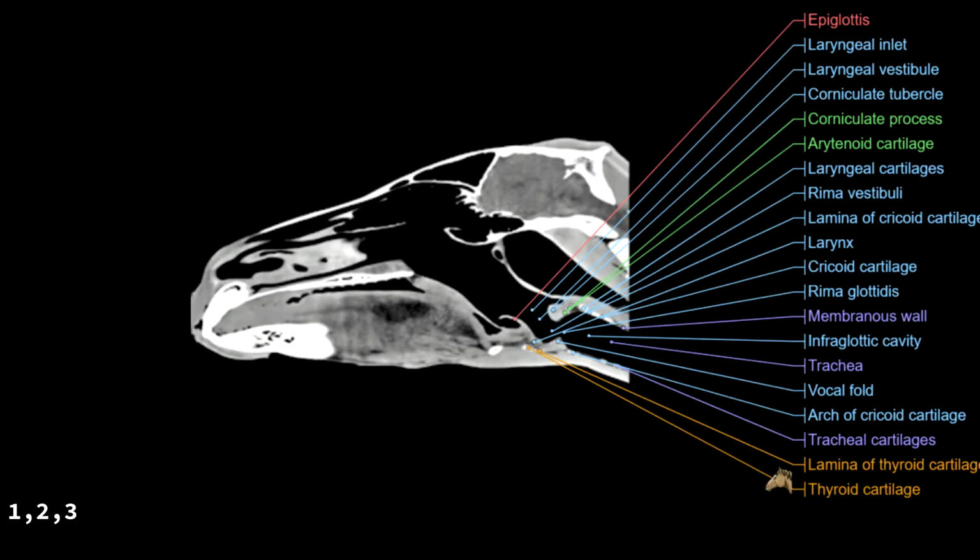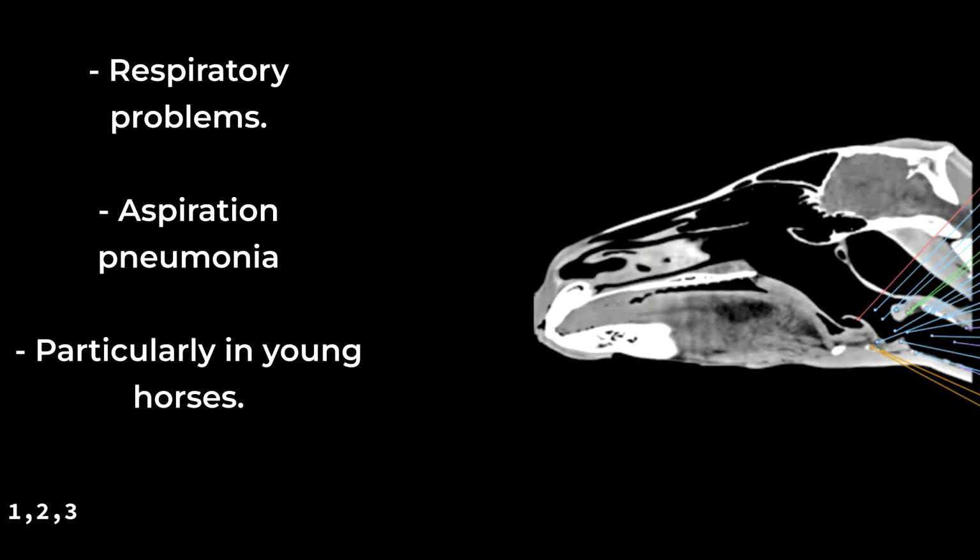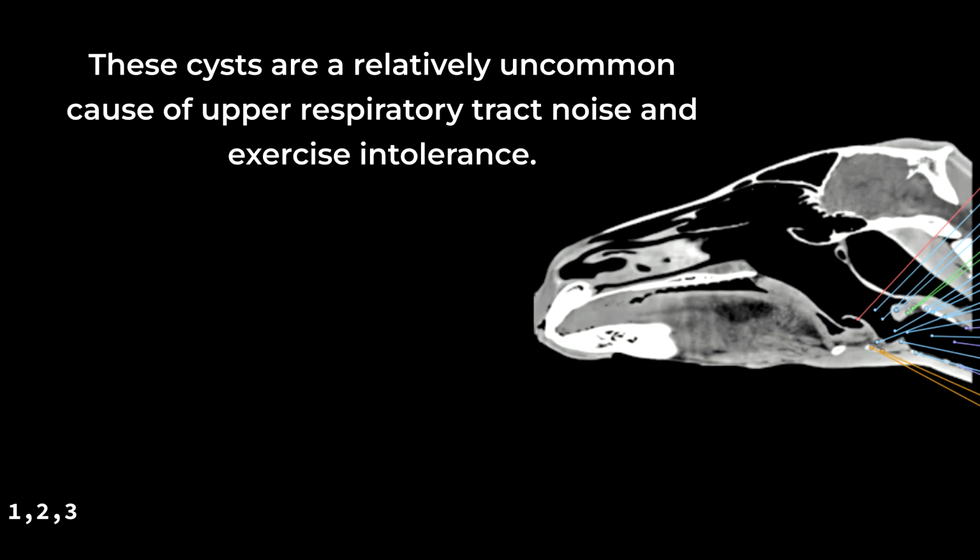Subepiglottic cysts are fluid-filled sacs that form beneath the epiglottis and the larynx of horses. These cysts can cause respiratory problems and even aspiration pneumonia, particularly in young horses. These cysts are a relatively uncommon cause of upper respiratory tract noise and exercise intolerance in horses.